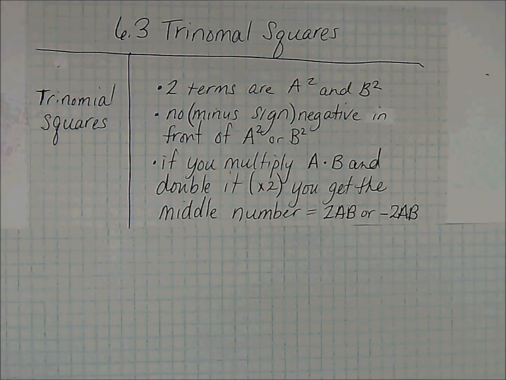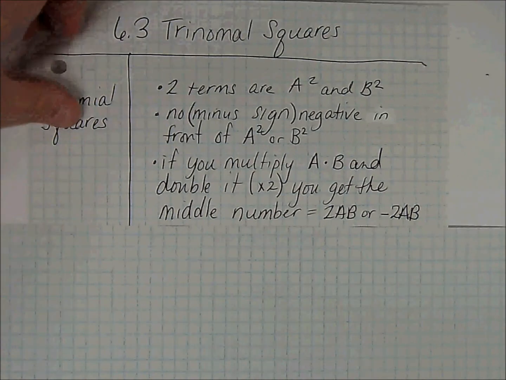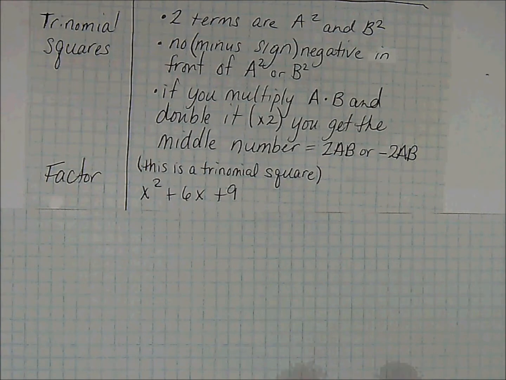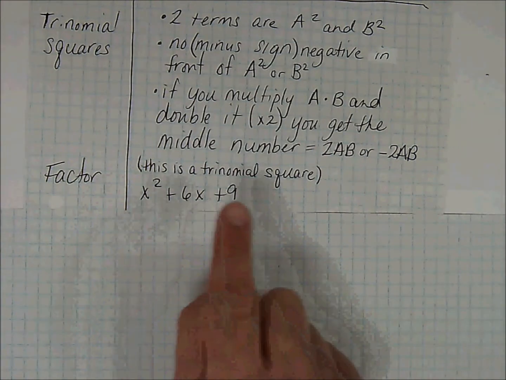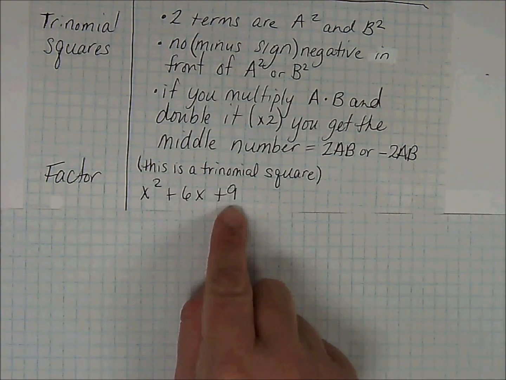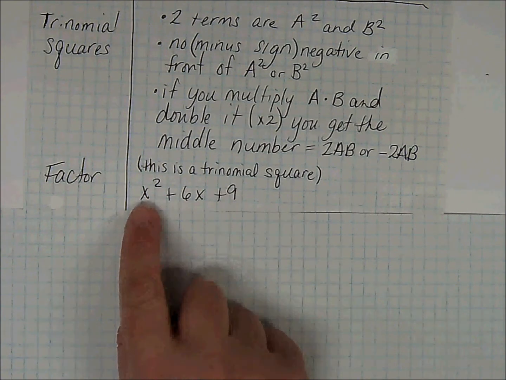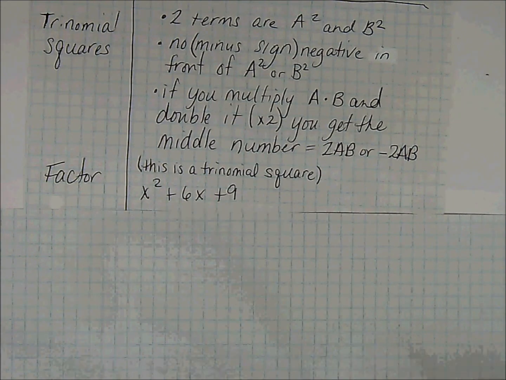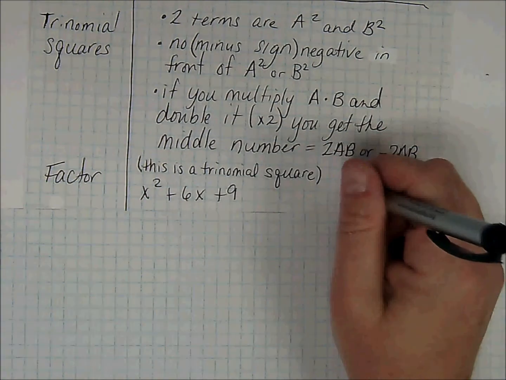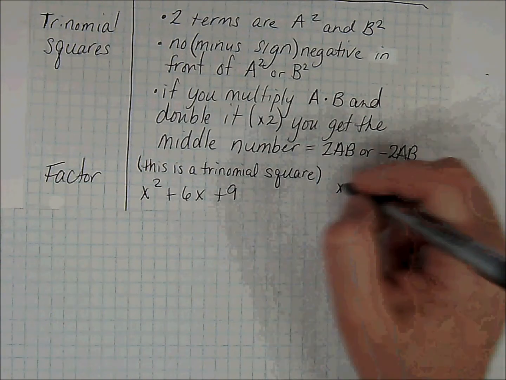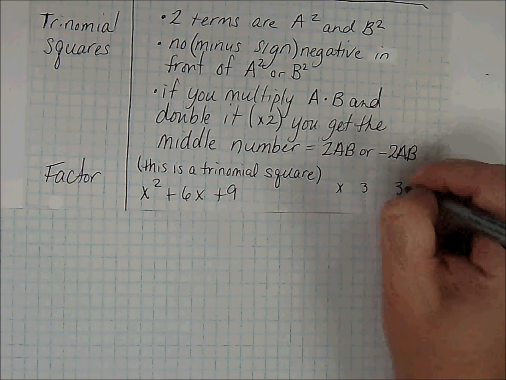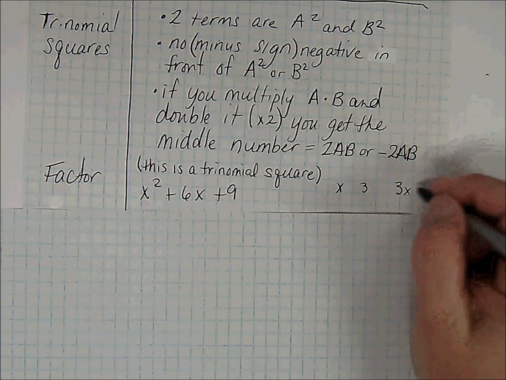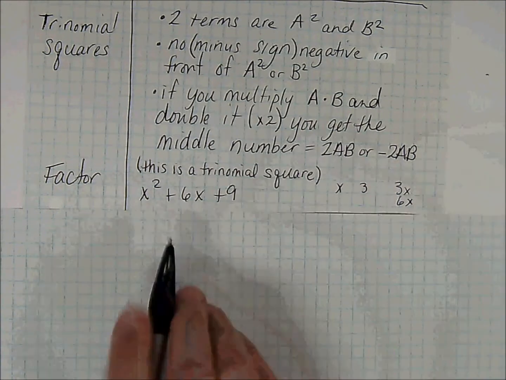How does that look? Well, let's do this first number, and it happens to be a trinomial square. So this is x squared. This is 9, which is 3 squared. So the a is x and the b is 3, because this is the same thing as 3 squared. Well, a times b, so if it's x and 3, a times b would be 3x. If we now double it, 3x doubled would equal 6x. And you'll notice that's the middle number.